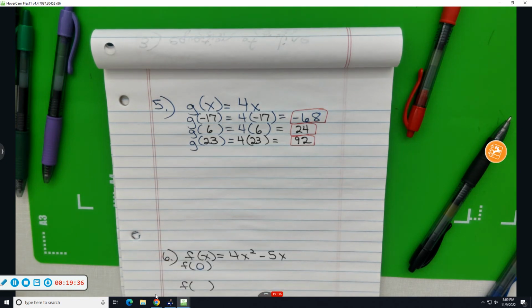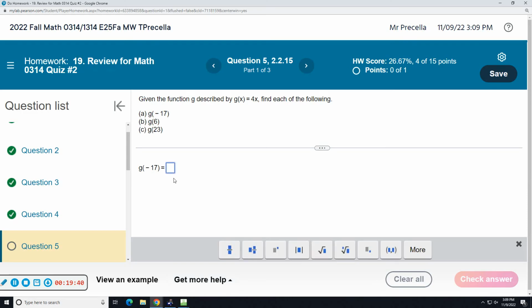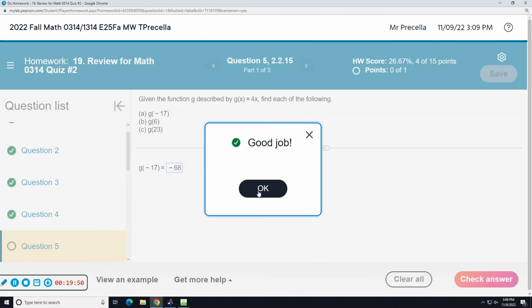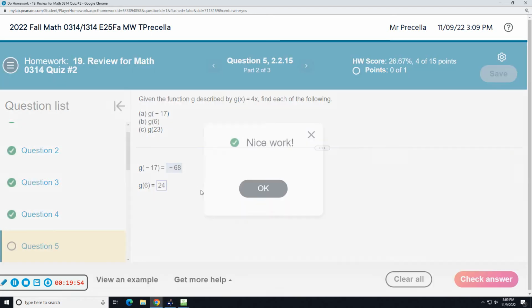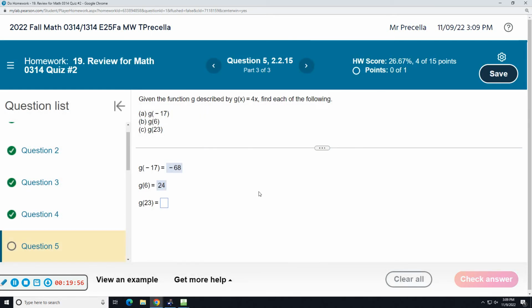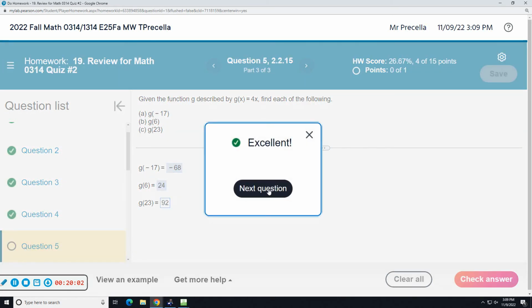Notice I already have number 6 written down there. That's what that is. So g of negative 17 was negative 68. G of 6 was 24. And g of 23 was 92. Any questions there?